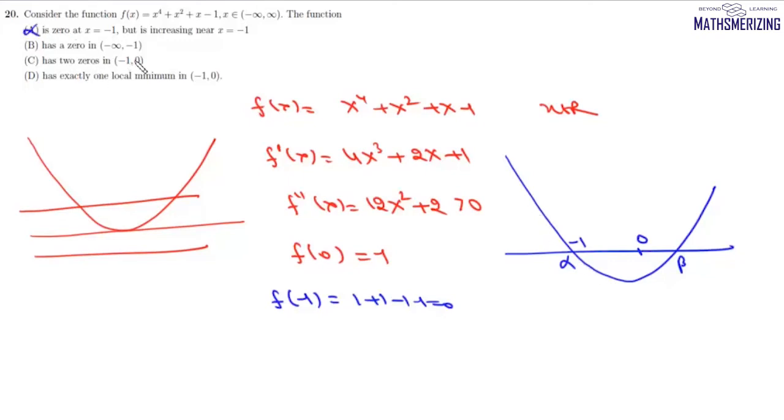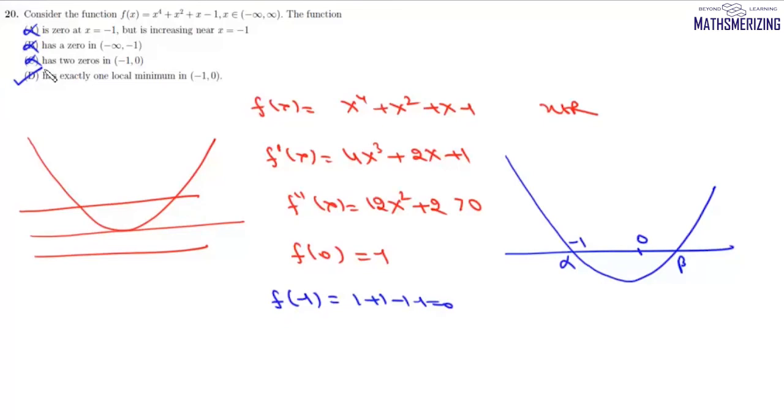Has a 0 in minus infinity and minus 1. It has no 0 in this interval. Now the third one, it has 2 zeros in minus 1 and 0. It is obviously incorrect. So option C is incorrect. That means this option D has to be the correct option.